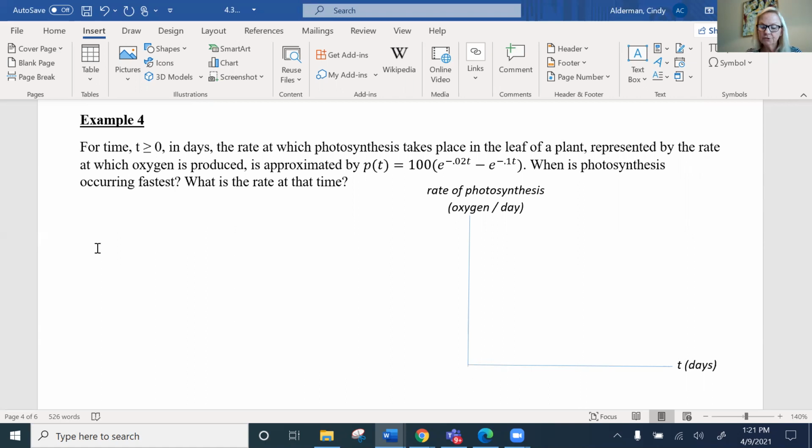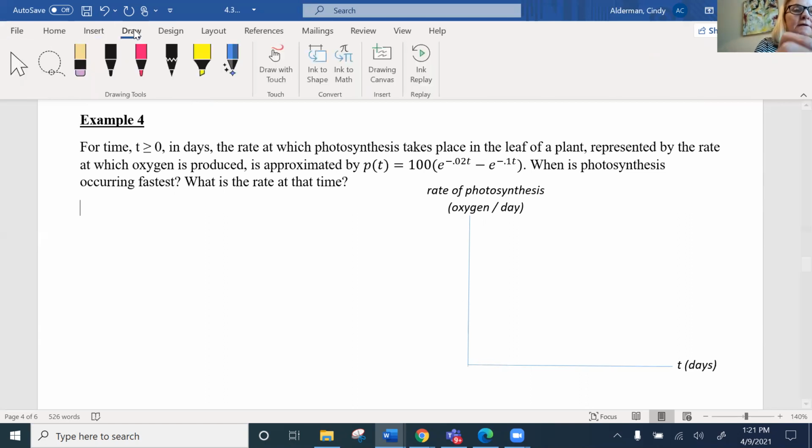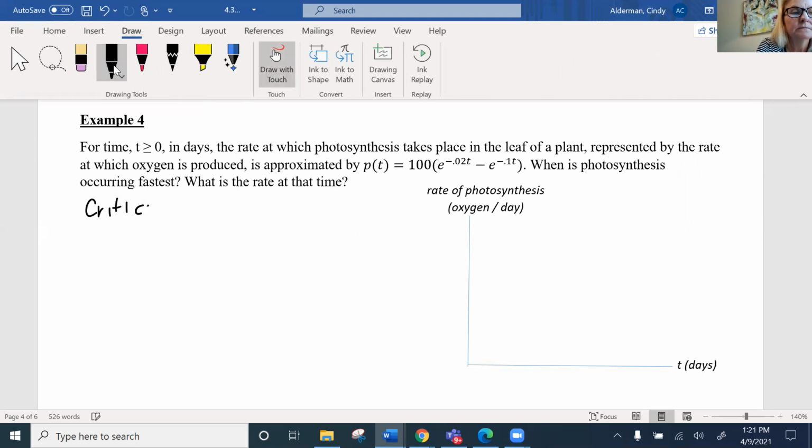So the first thing we're going to do is find the critical points, right? Because if we want to know when the rate of photosynthesis over time is the highest, we're looking for a maximum, right? So let's find the critical points first, using the first derivative.